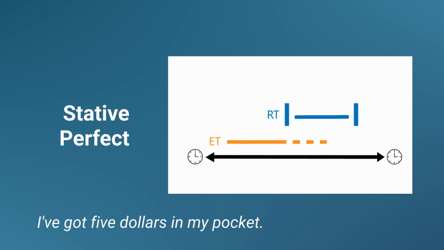Finally, there is the present state reading. Although this reading is more common in other perfects in other languages, we do get it in English in a sentence like, "I've got $5 in my pocket." The state of having $5 simply holds in the present.